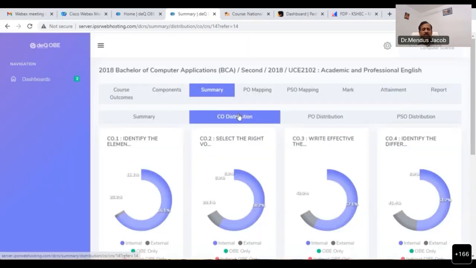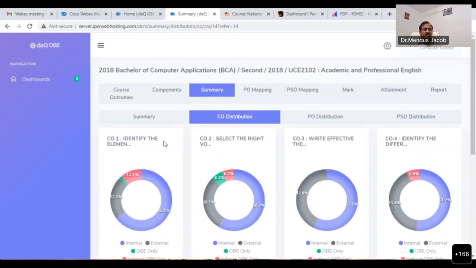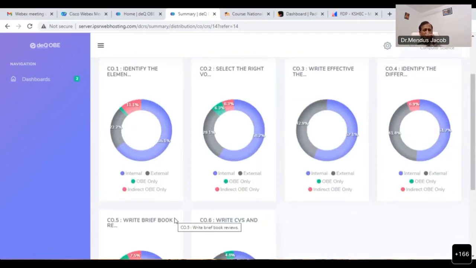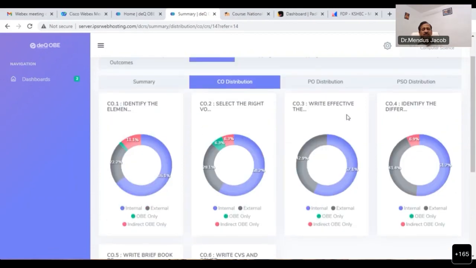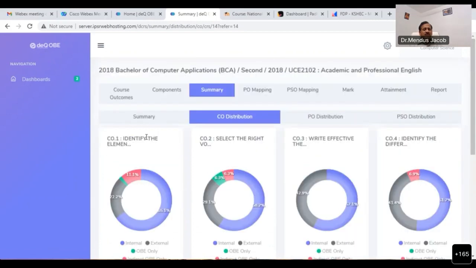First of all, we'll see how the CO is distributed. Internal activities are there, external examinations are there, and OBE-only activities, which are indirect OBE activities. So for each CO, identify the elements. This is a CO, CO1. For CO1, each of the activities contributes, and the proportion of the contribution is given there in the graph.